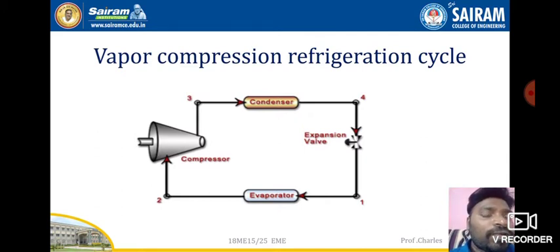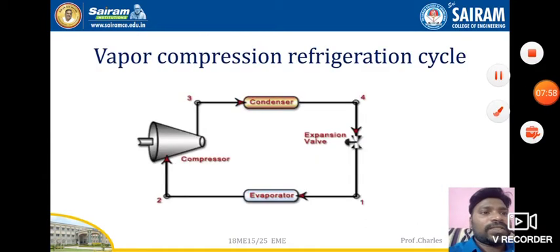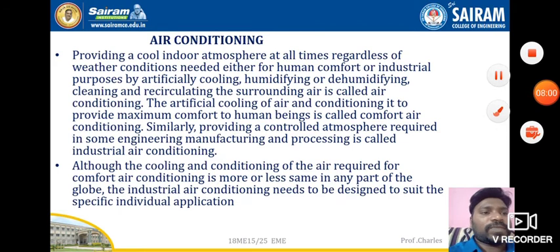Next, the 4 to 1 process, expansion valve. As I told you in the beginning itself, the function of the expansion valve is to remove the pressure, or a pressure drop takes place during this expansion valve. So high pressure will pass on to this expansion valve, and the high pressure will come down. So high pressure refrigerant will come down to low pressure refrigerant. So that is what happens here, right?